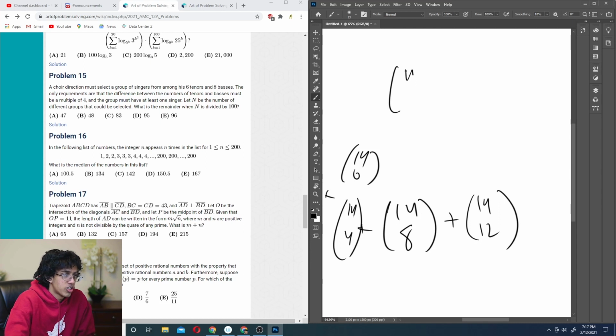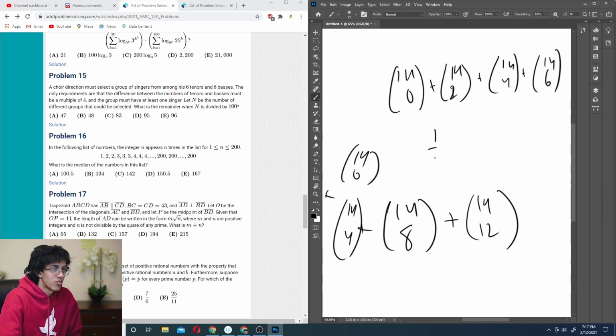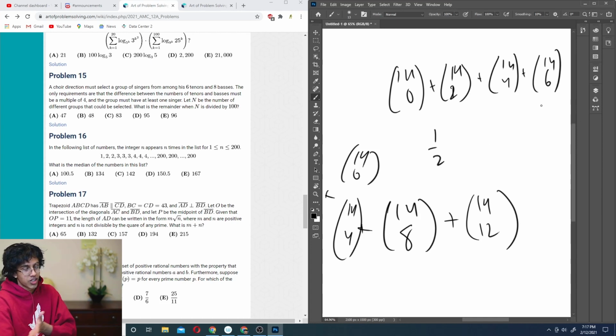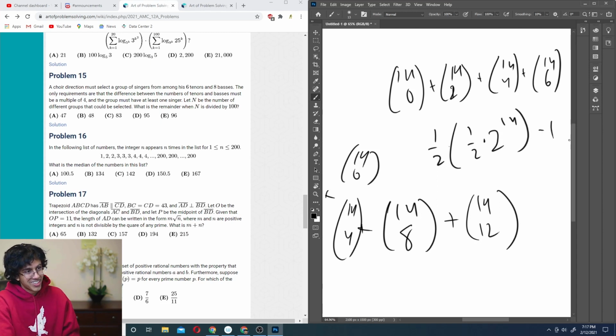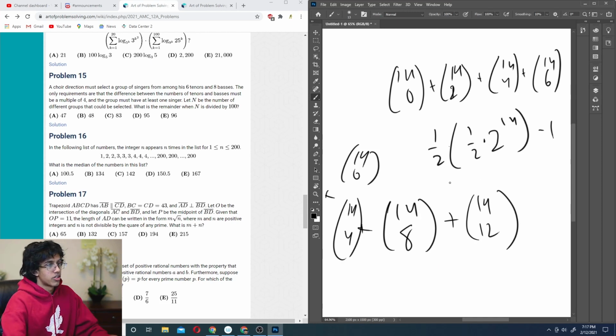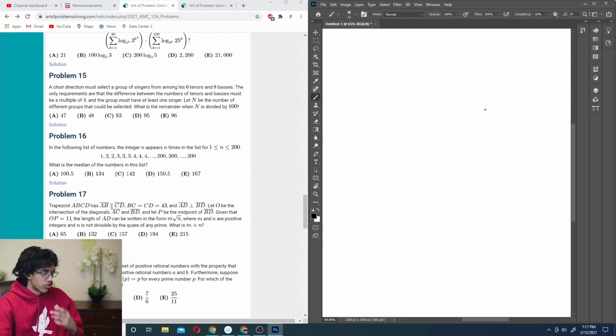So that's just like 14 choose 0 plus 14 choose 2 plus 14 choose 4 plus 14 choose 6, which is basically half of the sum of the even things in the row, which is just equal to 1/2 of 1/2 of 2 to the 14th. Oh, and then you subtract 1. Very nice. That is very epic. Okay, that is another option, I suppose. But I think casework is just the fastest one on the actual test, so I don't know.